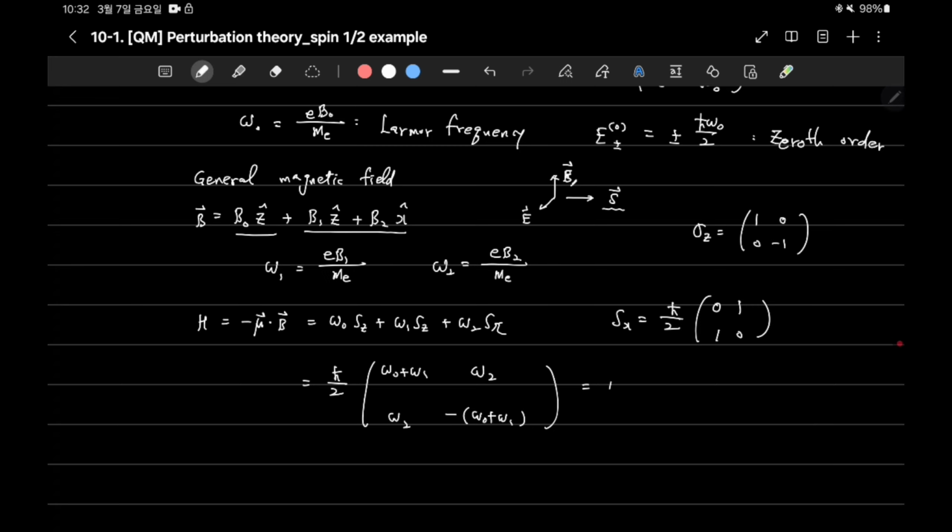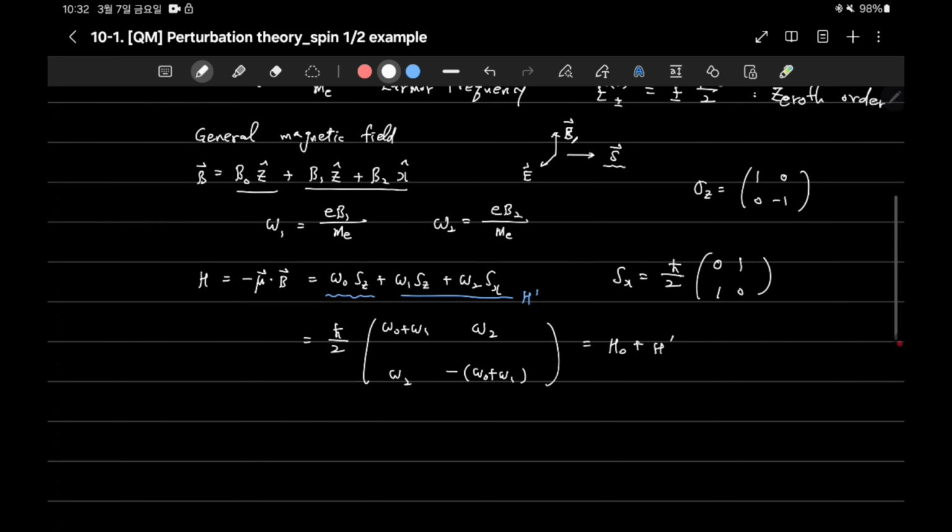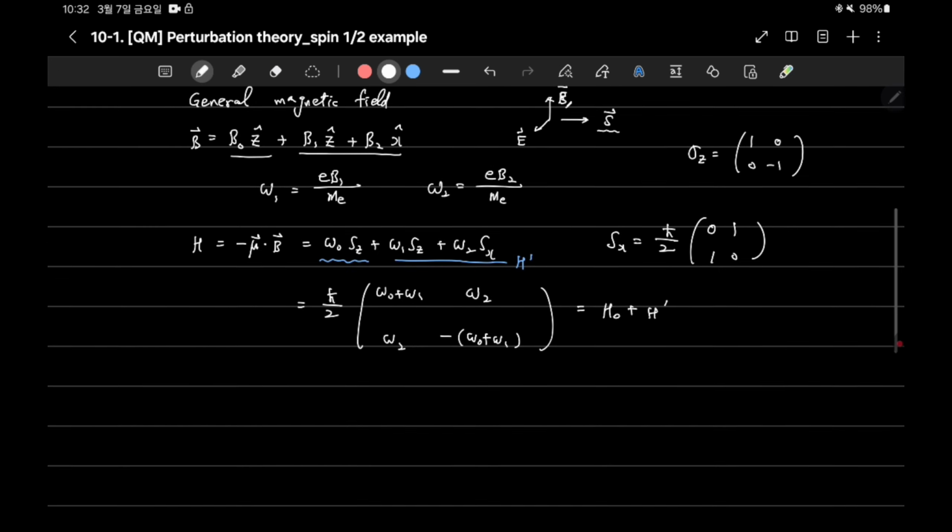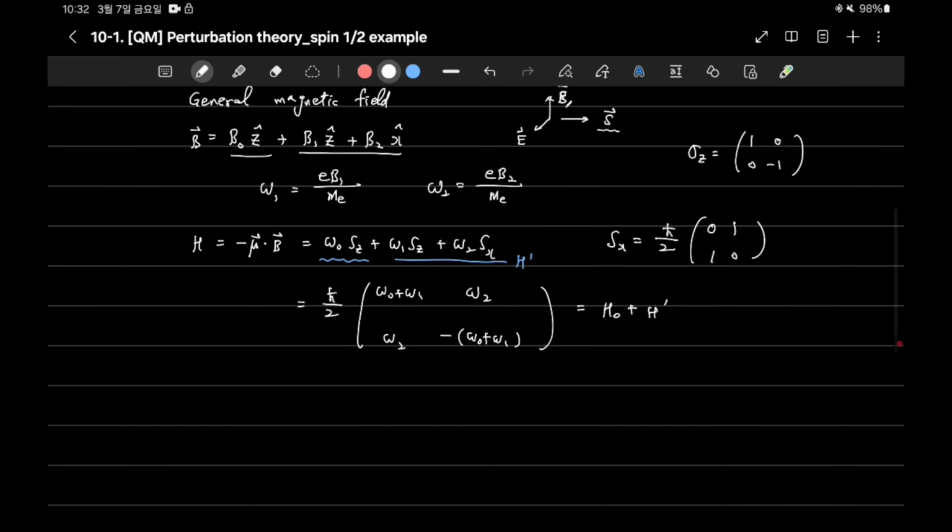This Hamiltonian can be separated into H0 plus H prime. Here is H0 and here is H prime. Then, when we consider the general magnetic field, it can be directed in any direction, and it can be separated by the magnetic field along the z direction.